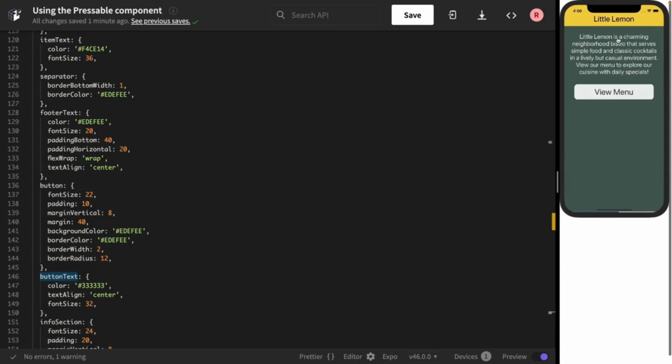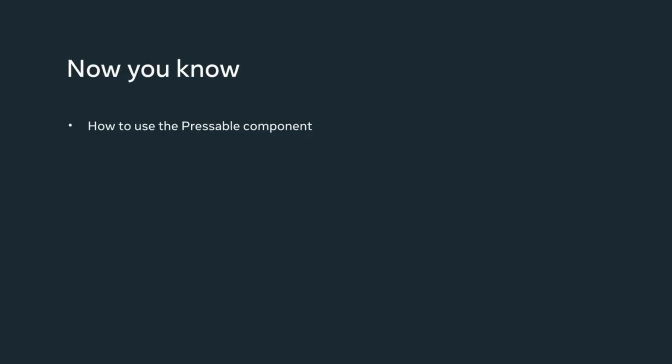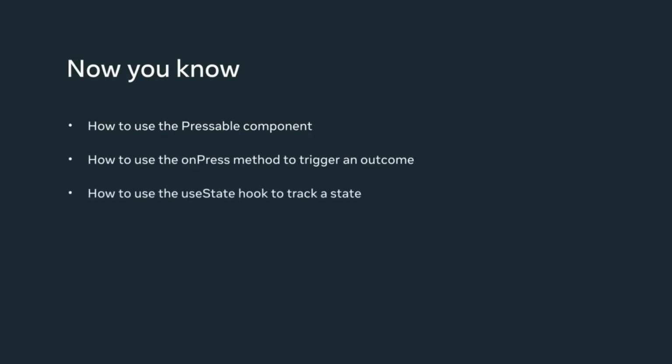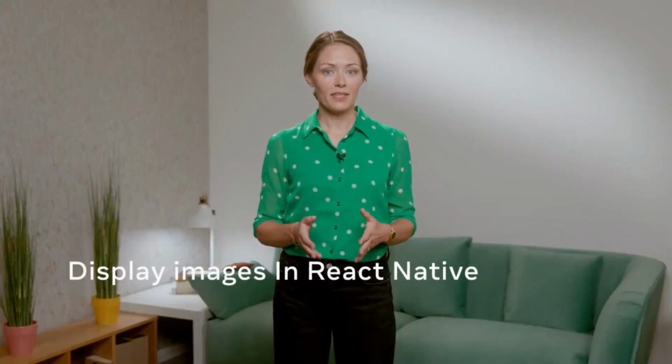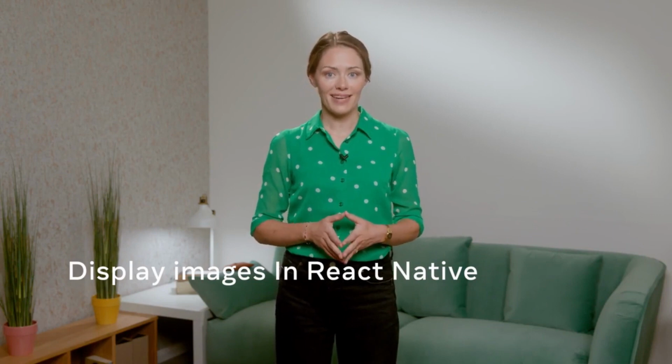to false. In this video, you went through an example use case of the Pressable component. You also used the onPress method to trigger an outcome for clicking the pressable area and the useState hook to track local state. I hope you're feeling excited about the possibilities of building an app in React Native. At this stage, you should be familiar with adding components, but you can also add images to an app.